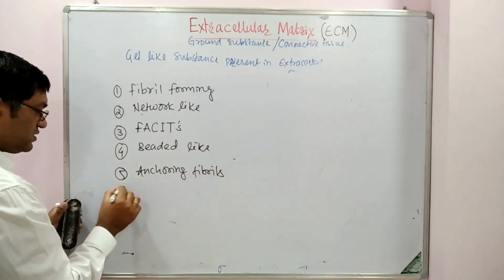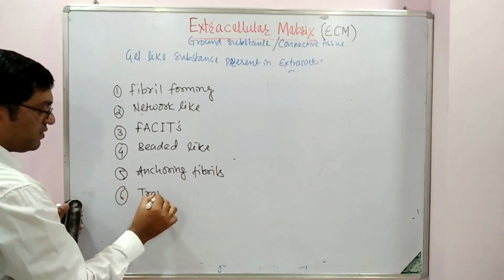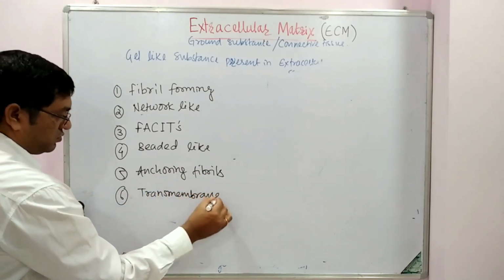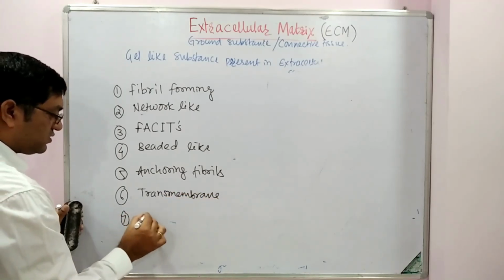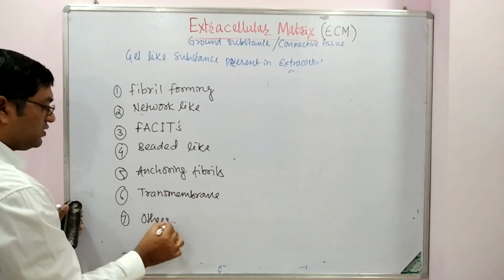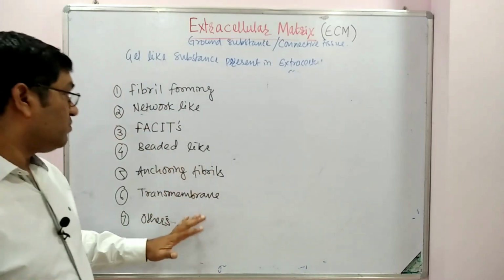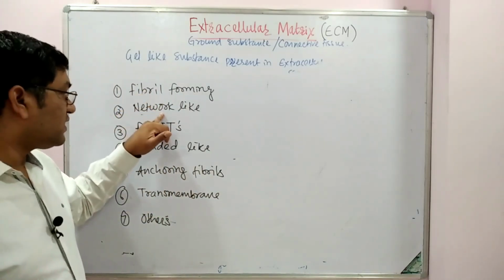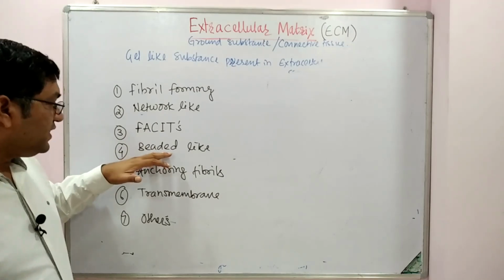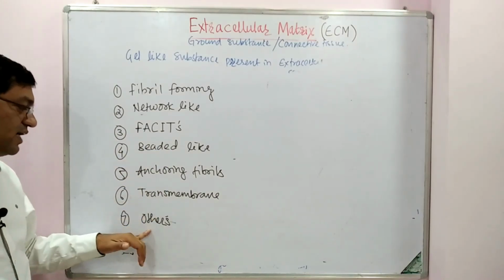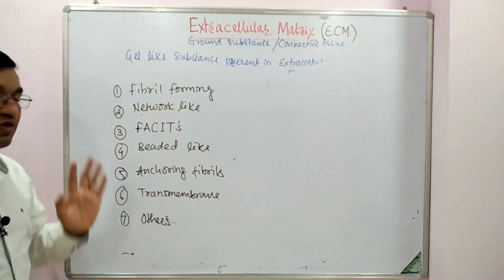Sixth one is the transmembrane, and seventh one is the others. So these are the types according to the structure they form: fibril forming, network like, facets, beaded appearance, anchoring fibrils, transmembrane and others. These are the different types of collagen.